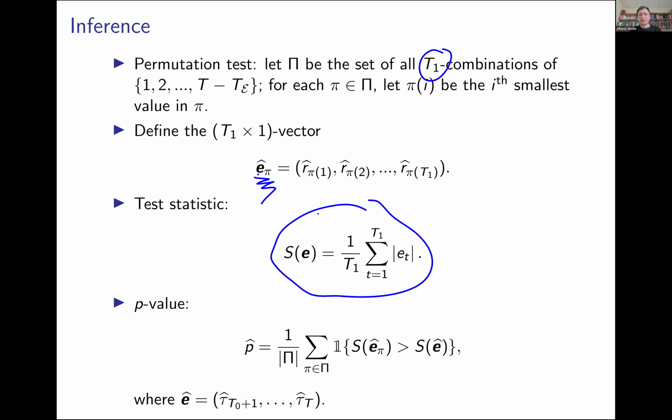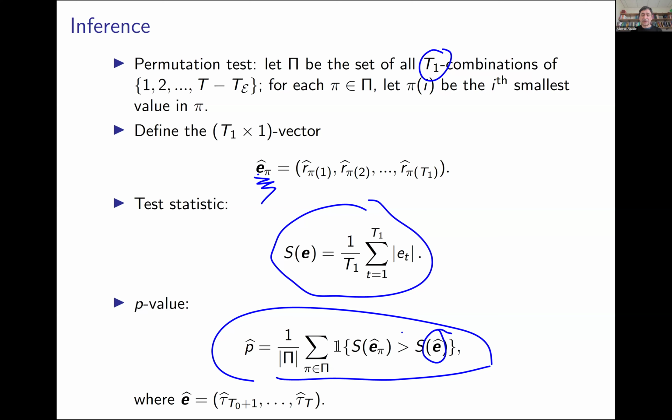Here we have the mean absolute error, and our p-value is going to measure how many times, when we plug the errors of this combination into the test statistic, we obtain a value of the test statistic that is bigger than the value we get when we use only the estimates for the post-intervention period.